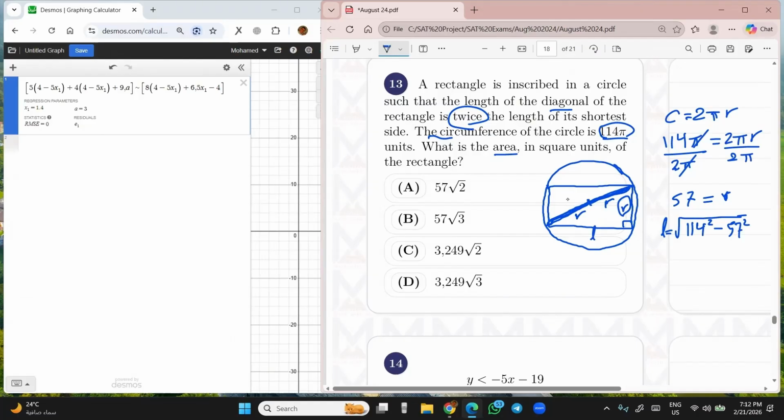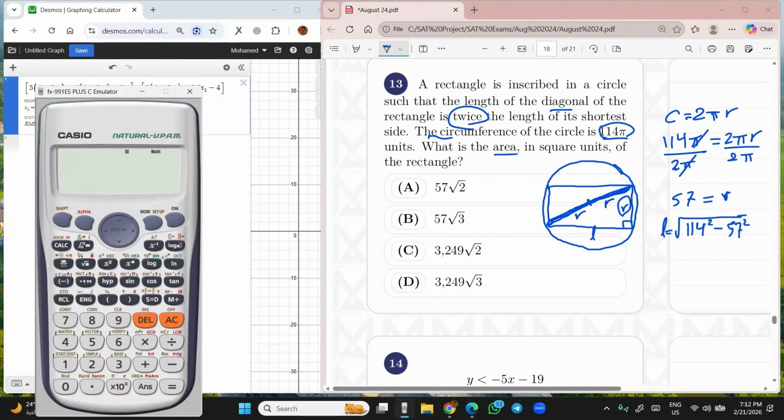We can use the calculator by taking the square root of 114 squared minus 57 squared. And we get this number, 57 square root 3. So L is equal to 57 square root of 3. And we need to get the area. So the area of the rectangle is this one times this one. So 57 square root 3 times 57, which is the r here. And once we multiply this, just multiply 57 by 57 because the answer should contain square root 3.